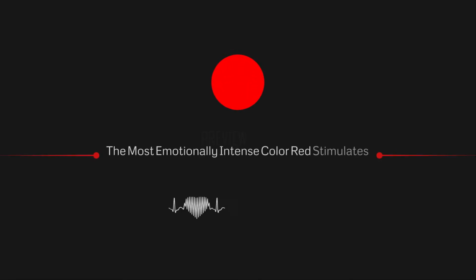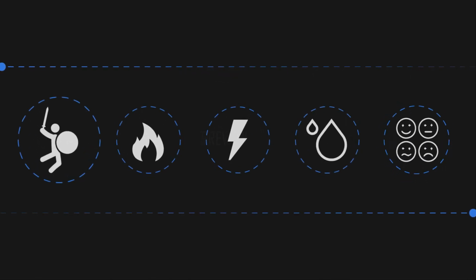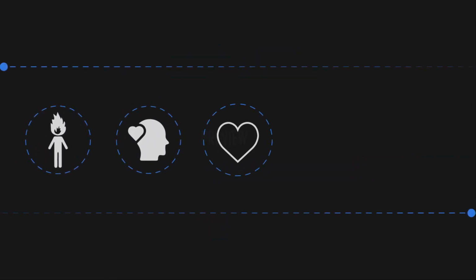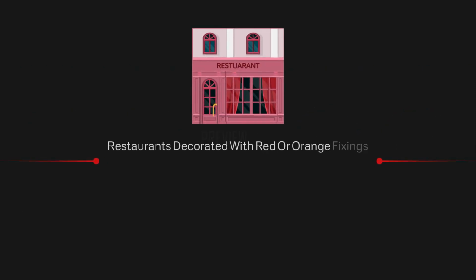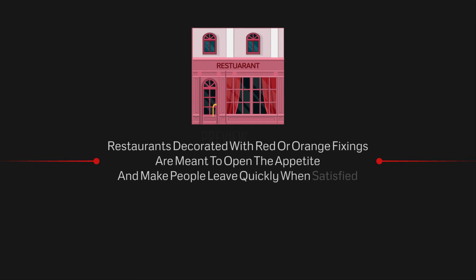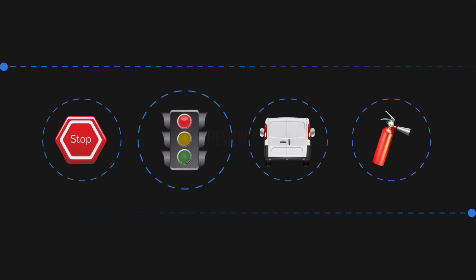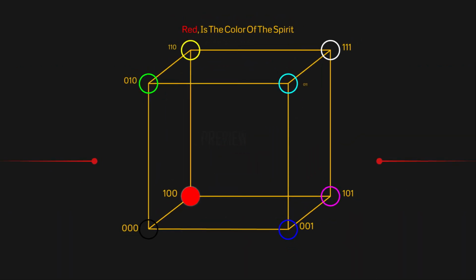Red. The most emotionally intense color, red stimulates a faster heartbeat and breathing. Red is associated with bravery, heat, energy, blood, and emotions that stir the blood, including anger, passion, love, pain, and sacrifice. Restaurants decorated with red or orange fixings are meant to open the appetite and make people leave quickly when satisfied. Because of its visibility, stop signs, stoplights, brake lights, and fire equipment are all painted red. Red is the color of spirit.